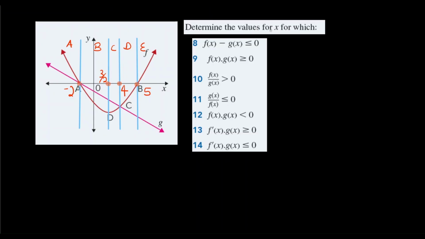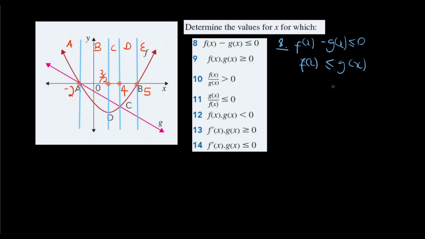So the question is still the same: determine the values for x for which, so we'll be using strictly -2, 3/2, 4, and 5 to answer all of these questions. Question number 8 is asking: where is f of x minus g of x less than or equal to 0? The hack for this is to not even stress yourself. Just take g of x to the other side of the equation, and then you will have f of x is less than or equal to g of x.